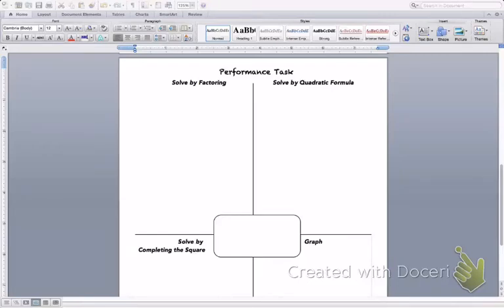I'm going to do a quick little example of what your performance task work should look like when you finally want to transfer it to this handout, and you have a sample copy of this in classwork 32. So let's say, for example, your equation is x squared minus 12x minus 28 equal to 0. And we're going to solve it all three ways, and I'm going to show you guys how to do the graph part on decimals. So let's go ahead and start with solving by factoring first.